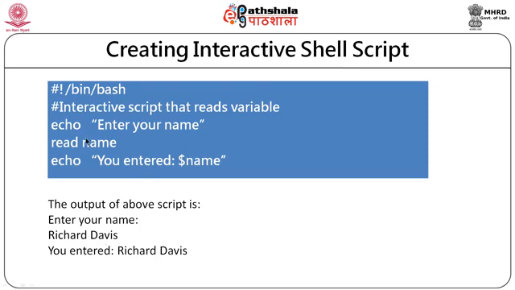So, this is how interactive shell scripts can be created. The execution is what I have already discussed earlier. You can save this script in a file second.sh, you can make it executable, or you can run it using the bash command.